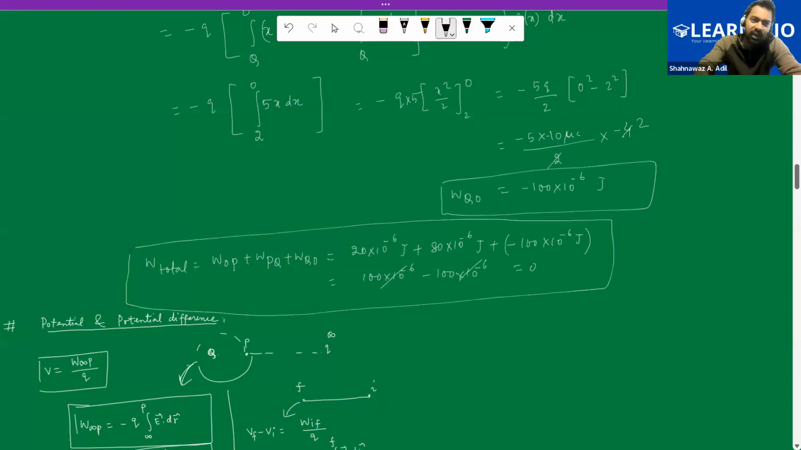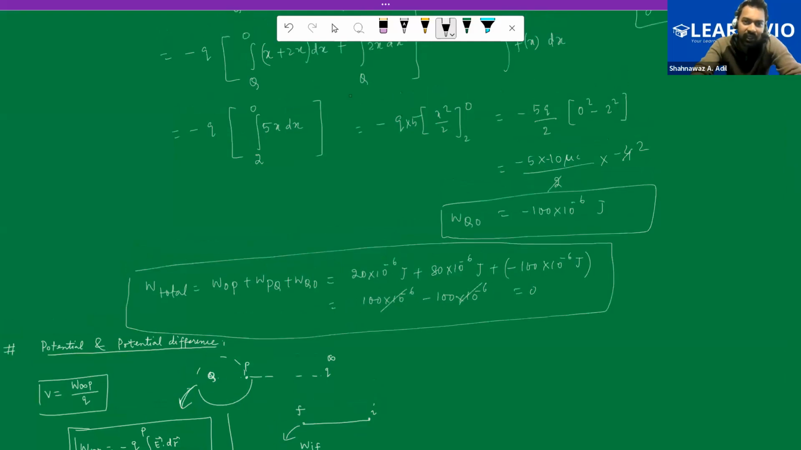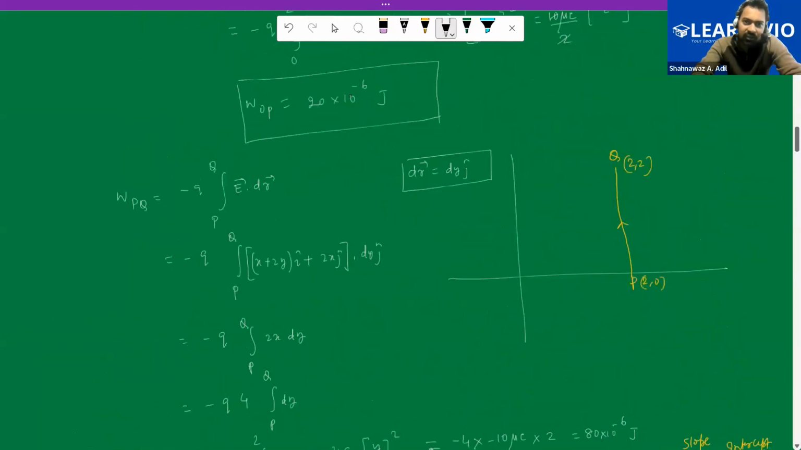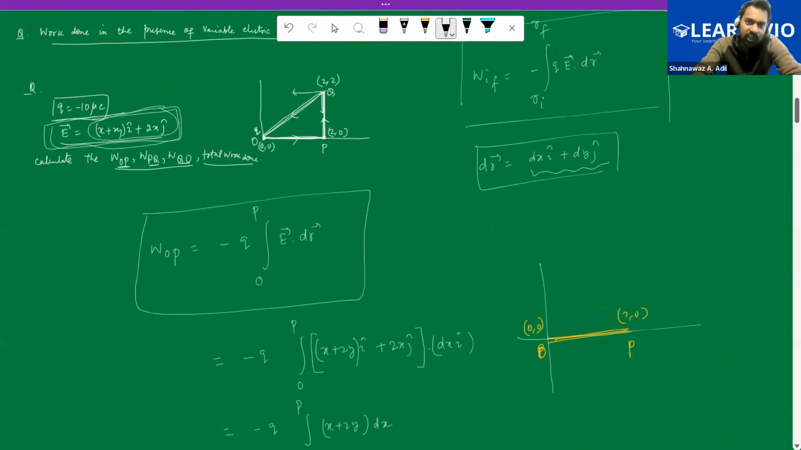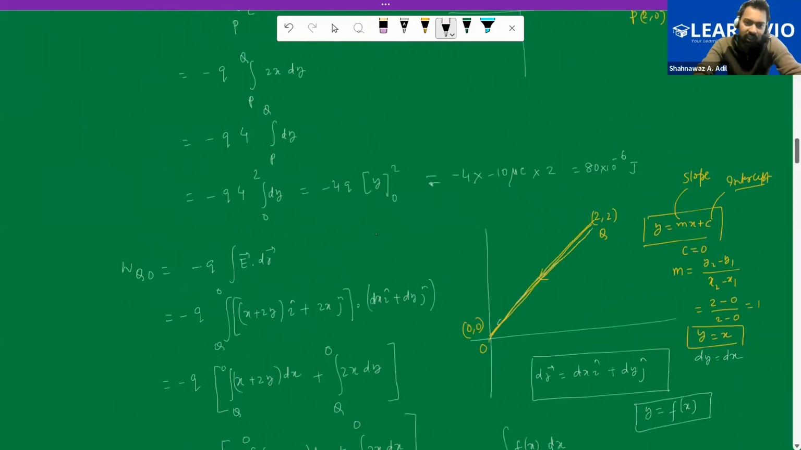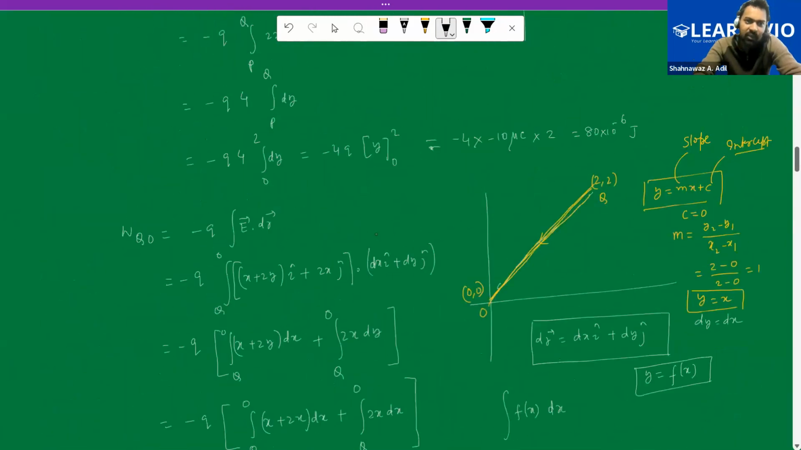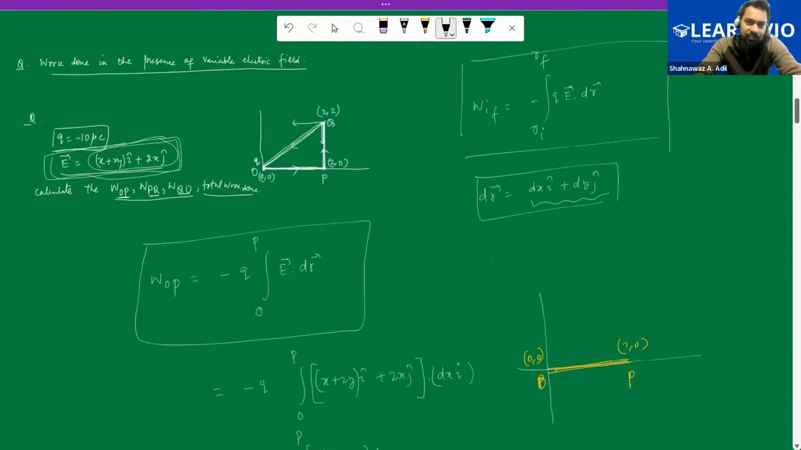So you could have identified that this is a conservative force, right? So this work is done due to the conservative force, and the work done in a closed loop for a conservative force is 0. So we got that thing right. Is this question clear to you guys?